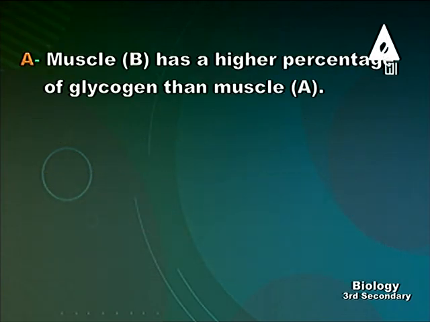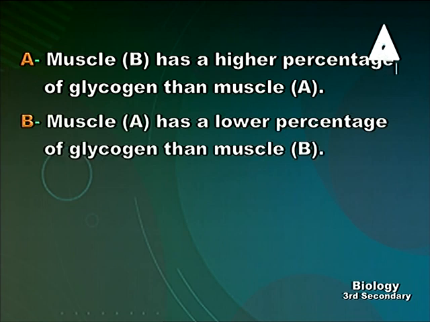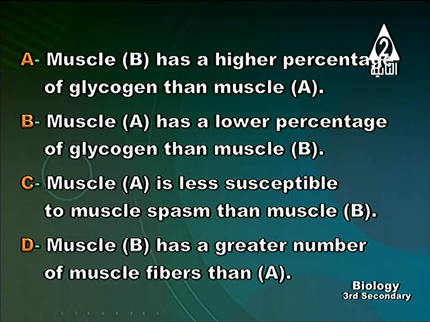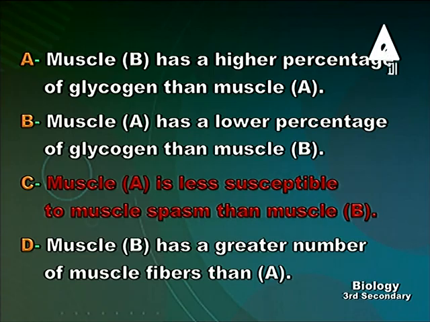Muscle A has a higher percentage of glycogen than muscle B, or muscle B has a higher percentage of glycogen than muscle A. Muscle A has a lower percentage of glycogen than muscle B. Muscle A is less susceptible to muscle spasm than muscle B, or muscle B has a greater number of muscle fibers than A. Of course, the correct answer will be C, due to the presence of a larger amount of mitochondria in muscle A, more than the number of mitochondria in muscle B.